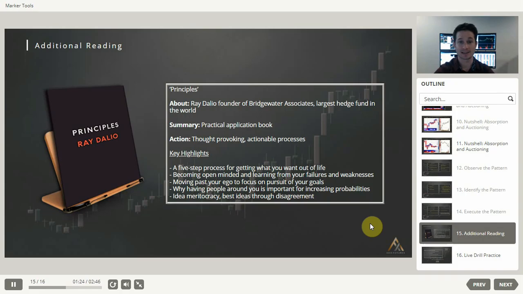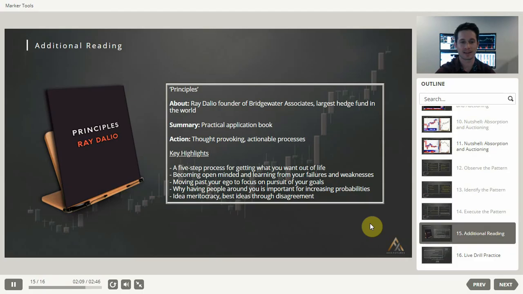In terms of the action, it's definitely going to provoke your thought, but it's also going to make you want to start to implement actionable processes, and that's why I'm really excited to introduce this book to you. Some of the key highlights, and I don't want to spoil it too much, include a 5-step process for getting what you want out of life. Becoming open-minded and learning from your failures and weaknesses is a concept we're going to deal with a lot throughout all of these strategies. You're often going to hear me talk about how, through failing at certain strategies, I ultimately learned a new strategy. Then moving past your ego so that you can focus on the pursuit of your goals, as well as why having people around you is important for increasing probabilities.